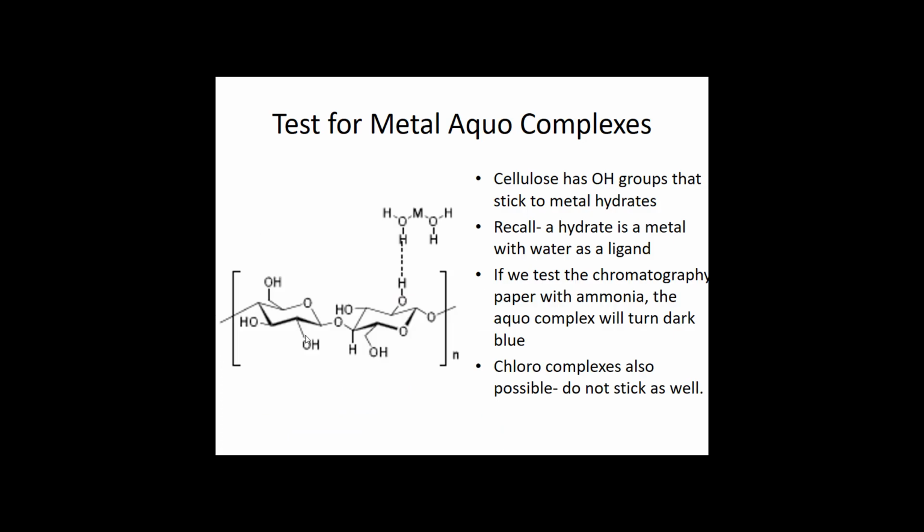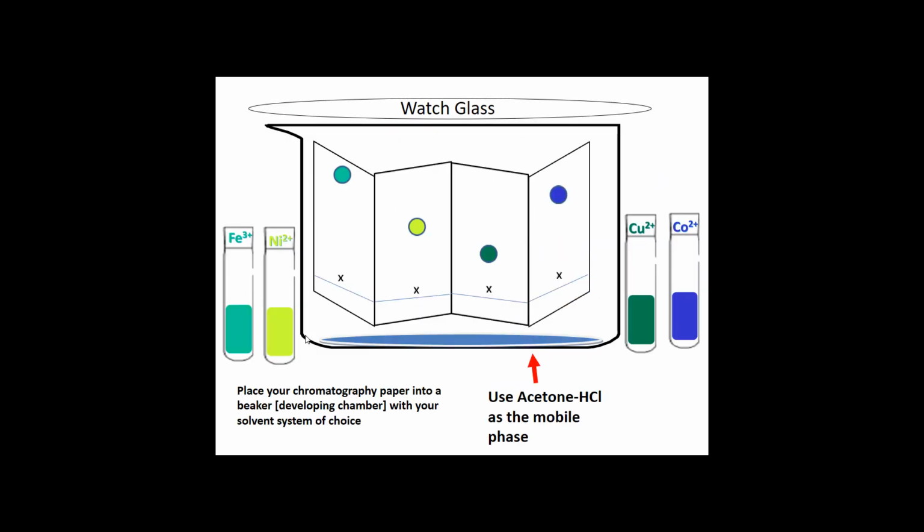So now we're going to test to see which one of these were actually hydrates, right? We already talked about cellulose grabbing onto those hydrates. Let's go back again. If we look at the spots again, the ones that move really slowly, that means that they're really sticking to this chromatography paper. The ones that move quickly, that means that they're not sticking very well.